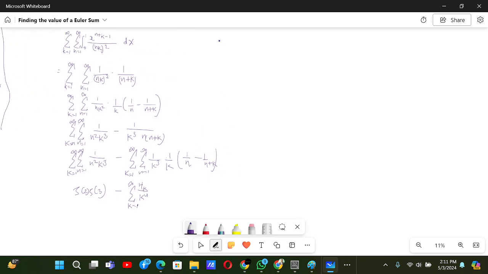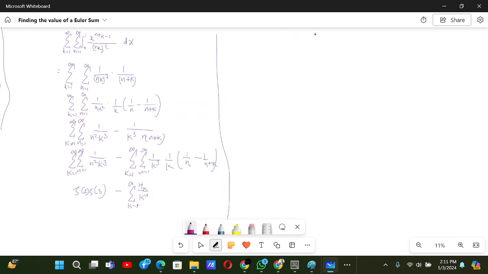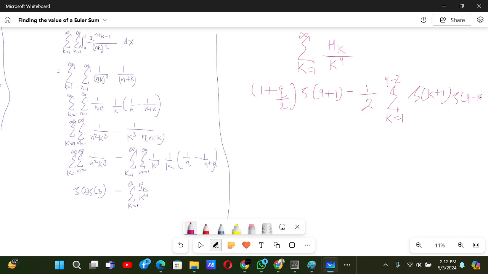Let's make another section and another color. And we know that we can easily solve this sum from k equals 1 to infinity of H_k by k to the power 4. Let's use the classical Euler formula, which is, if this is q, 1 plus q by 2 Riemann zeta of q plus 1 minus 1 by 2 sum from k equals 1 to q minus 2 Riemann zeta of k plus 1 Riemann zeta of q minus k. This is the classical Euler sum. Yes?